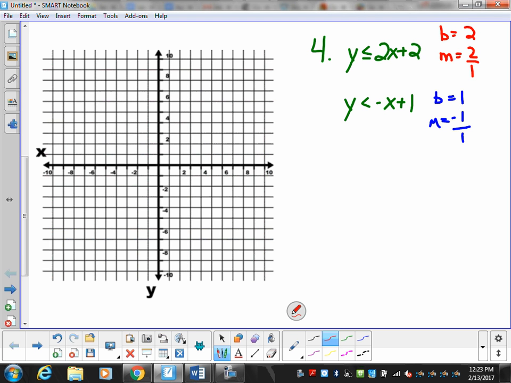Just kind of reminders. Okay, so we're starting that first one. If my y-intercept's at 2, I'm going to put a dot on the 2, and then my slope says I have to go up 2/1. Okay, so then I just keep going the other direction. I go down to the left one.